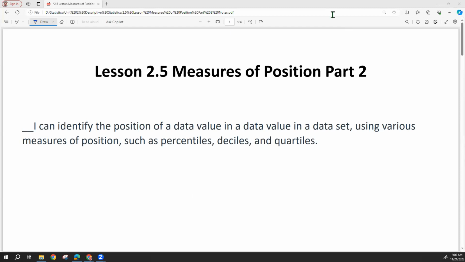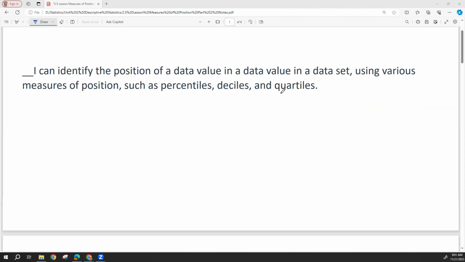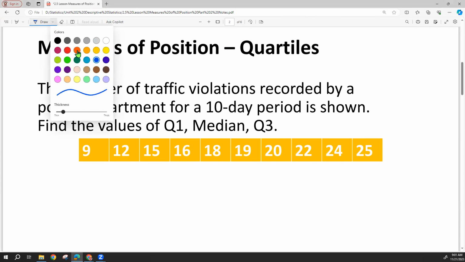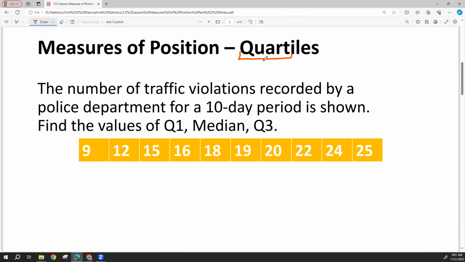Hey, all, today we're going to continue talking about measures of position. We've talked about percentiles, we've talked about z-scores, standard scores, and today we are going to talk about quartiles. As you might be able to tell from the name, quartiles break our data up into 4 equal groups, so we break them up into 25%, 25%, 25%, and 25%.